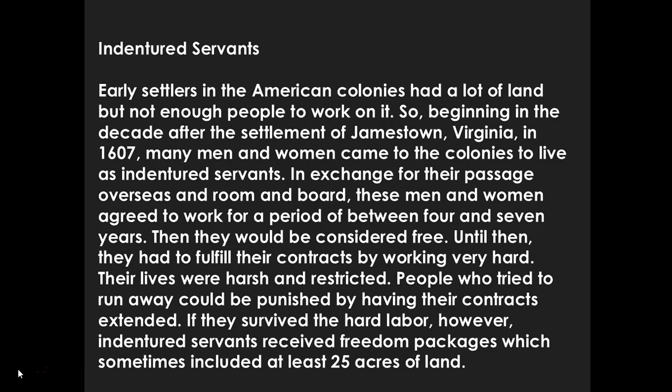Early settlers in the American colonies had a lot of land but not enough people to work on it. So, beginning in the decade after the settlement at Jamestown, Virginia in 1607, many men and women came to the colonies to live as indentured servants. In exchange for their passage overseas and room and board, these men and women agreed to work for a period of between 4 and 7 years. Then they would be considered free.